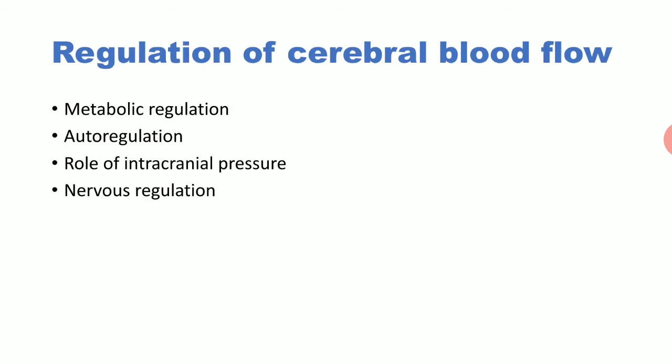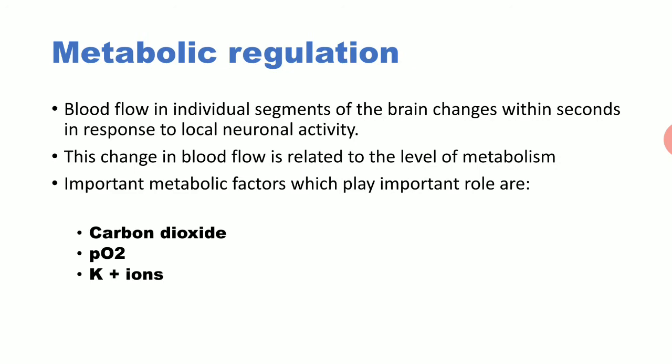Now, regulation of cerebral blood flow. There are metabolic regulation, autoregulation, role of intracranial pressure in regulation, and nervous regulation. So we will discuss one by one. First, metabolic regulation. Blood flow in individual segments of the brain changes within seconds in response to local neuronal activity, and this change in blood flow is related to the level of metabolism. Important metabolic factors which play an important role are carbon dioxide, partial pressure of oxygen, and potassium ions.